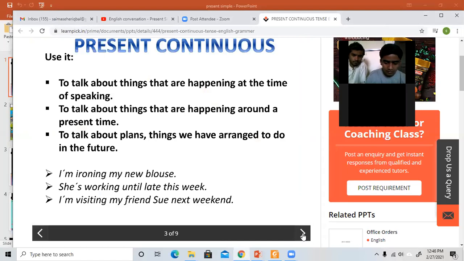What is the use of present continuous tense? When we want to talk about something that is happening at the time of speaking. All right, we also use present continuous tense to talk about things that are happening around a present time. Around a present time means that maybe you started reading a book with so many chapters a few days ago, but you haven't finished it yet. You are still reading. So what will you say? That nowadays I'm reading an interesting book and it is also very informative. It means that you started reading it a few days ago, but your action is not yet finished.